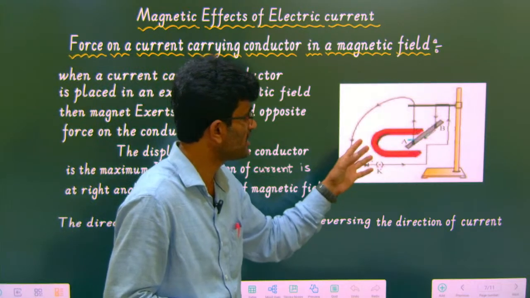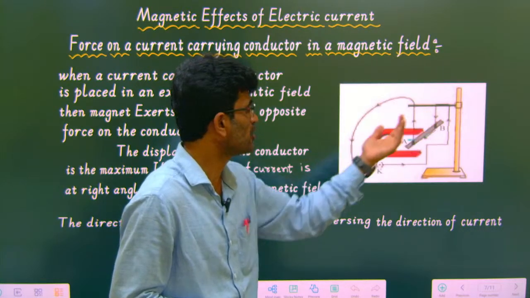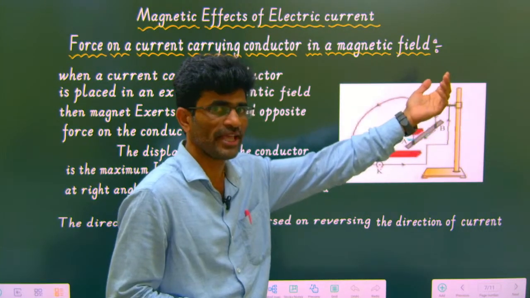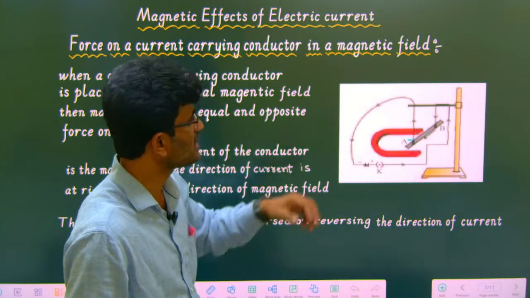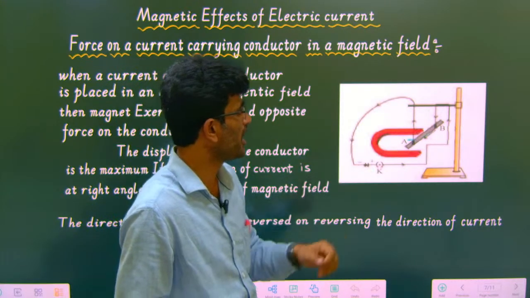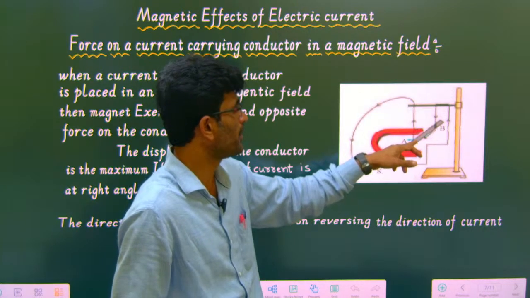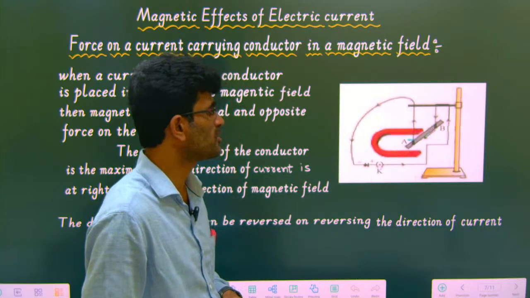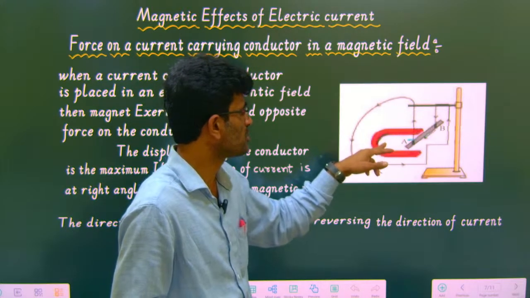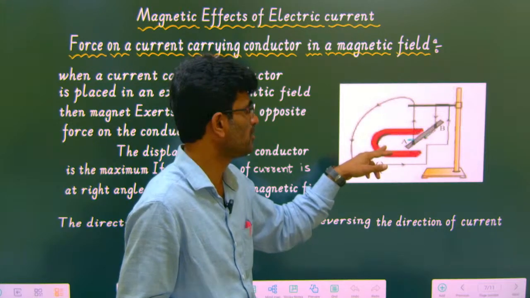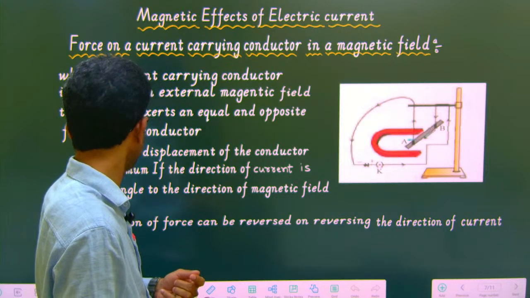When the magnet exerts some force on the conductor, what happens? The conductor will move to either side, this side or that side, because of the magnetic force exerted by the magnet, and that displacement will be high. The displacement will be high when the current passing through this conductor is perpendicular to the magnetic field produced by the magnet. So when the current and the magnetic field produced by this external magnet are perpendicular to each other, then the displacement in the conductor will be high. That is one thing we have to remember.